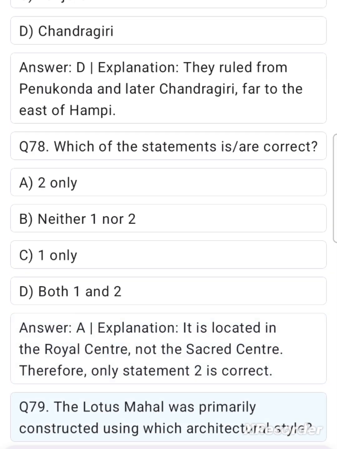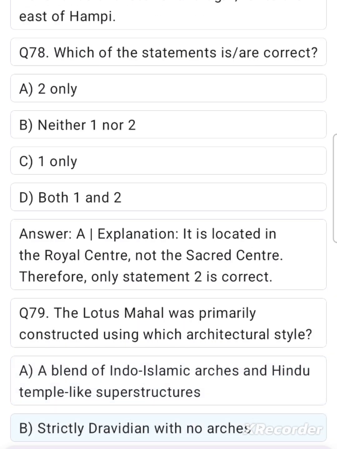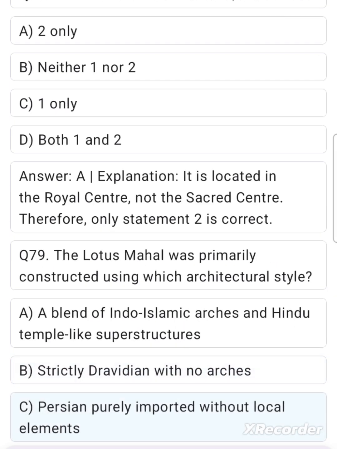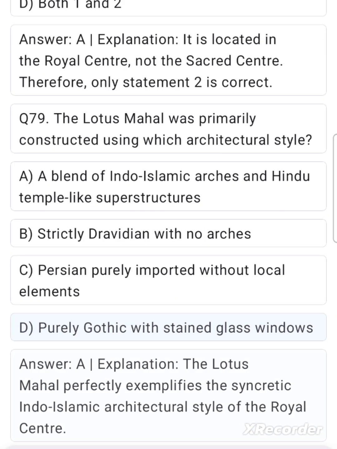Q79. The Lotus Mahal was primarily constructed using which architectural style? A. A blend of Indo-Islamic arches and Hindu temple-like superstructures. B. Strictly Dravidian with no arches. C. Persian purely imported without local elements. D. Purely Gothic with stained glass windows. Answer: A. Explanation: The Lotus Mahal perfectly exemplifies the syncretic Indo-Islamic architectural style of the royal center.